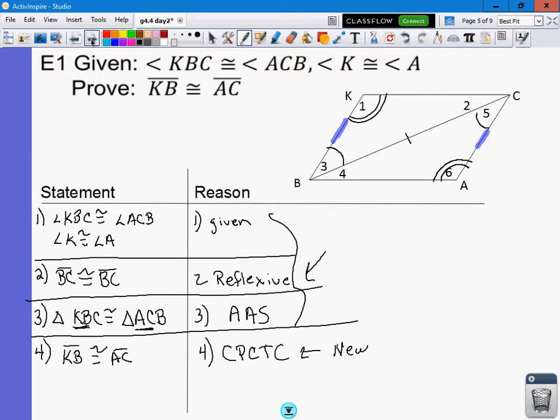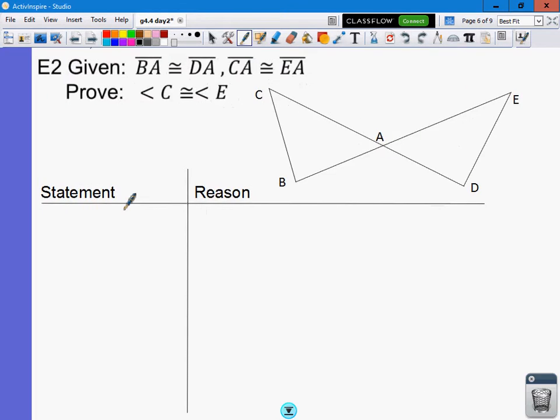Okay? We're going to go to the next example. Everybody ready? Example 2. I start out with the given information. Again, if they've given you something, make sure that you take the time to make the mark in your picture. BA was the same as DA. They also said CA was the same as EA, and I'm going to mark those as well.